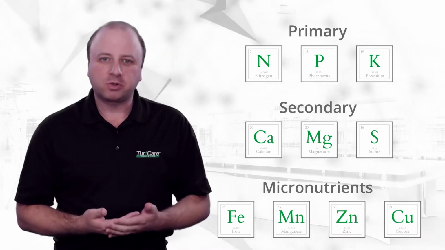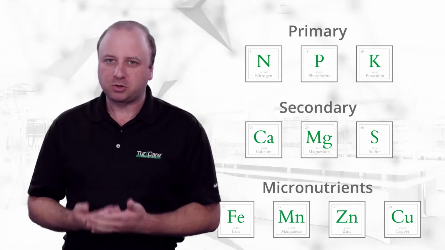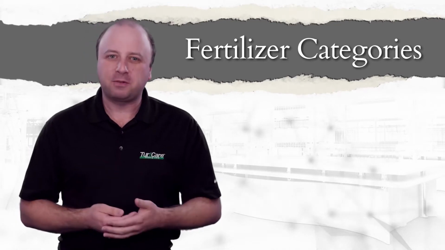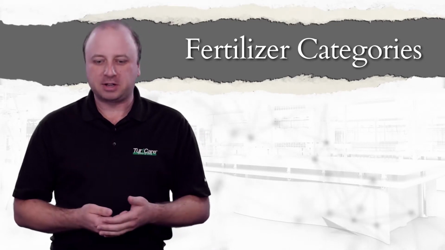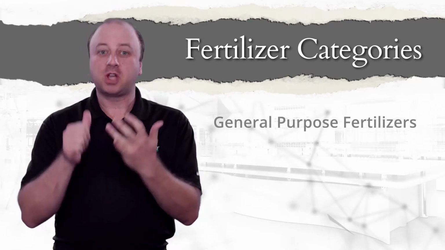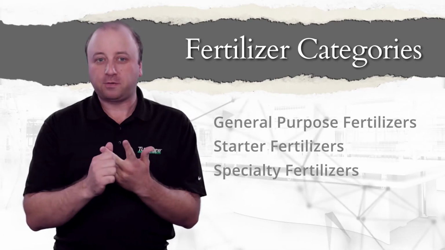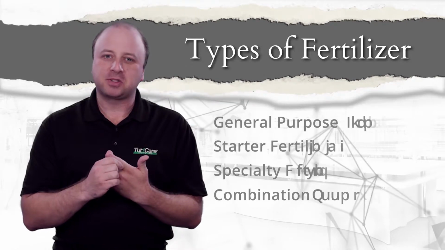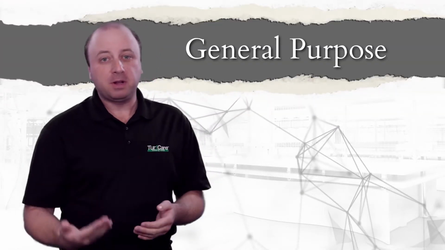Of note, micronutrients are just as important as the primary nutrients because without them present in sufficient quantities, plant health can visibly suffer. Most fertilizer products fall into one of these four major categories established by federal and state regulators and the fertilizer industry: general purpose fertilizers, starter fertilizers, specialty fertilizers, and combination products. General purpose fertilizers are typically used for vegetable gardens, flowering plants, ornamentals, trees, or other general applications. General purpose fertilizers are not typically used on turf grass.